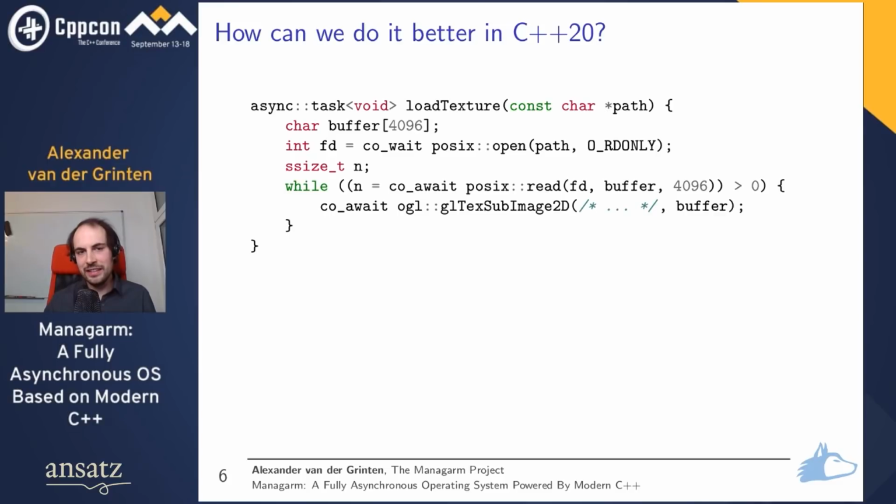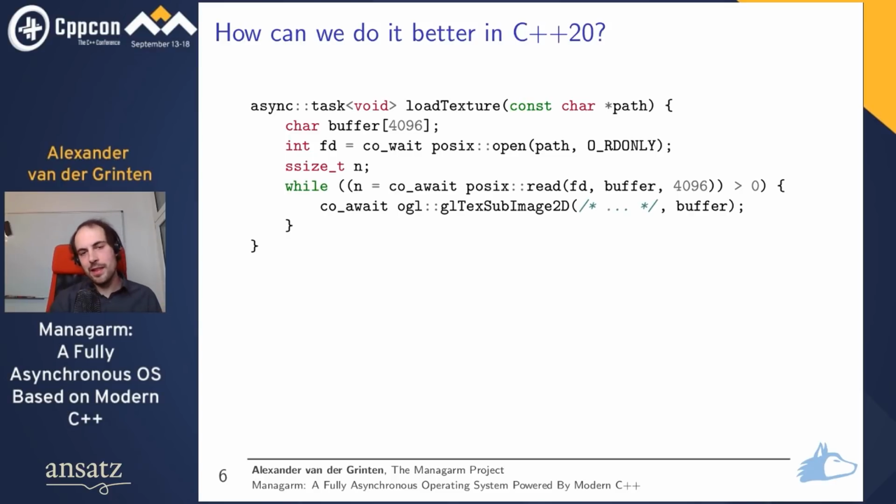And ideally, we want to do this. We just want to replace the void returning function by a function that returns some future, some asynchronous result. So I call that here async task void. And then we replace the synchronous calls by just co-awaits. So we co-await the result of the open call, we co-await the result of the read call, and we co-await the result of the texture upload. So that's our ideal scenario, that we can do everything in a coroutine.